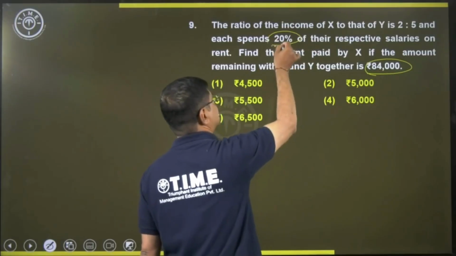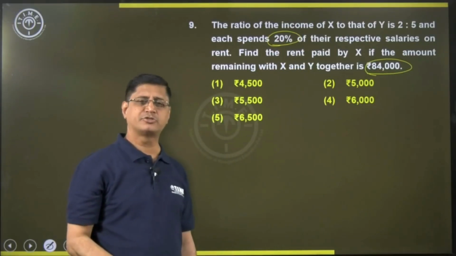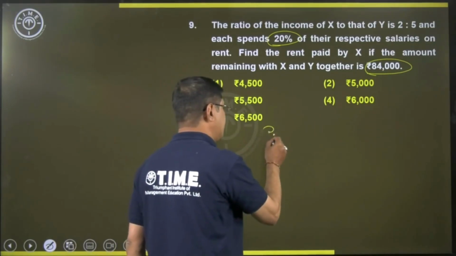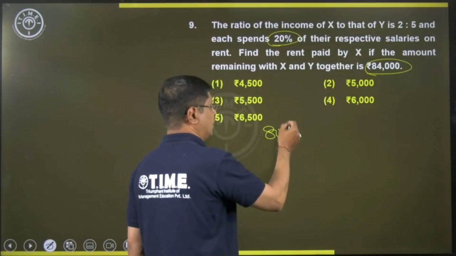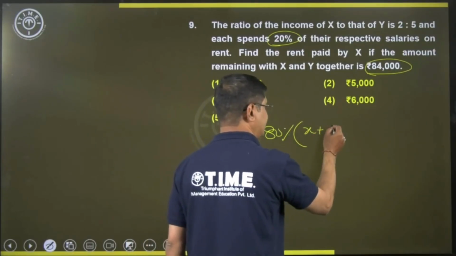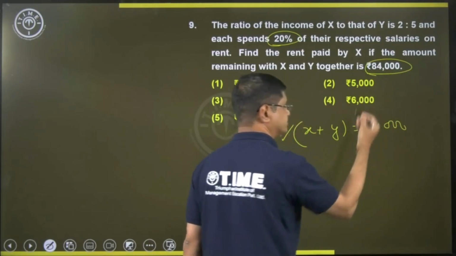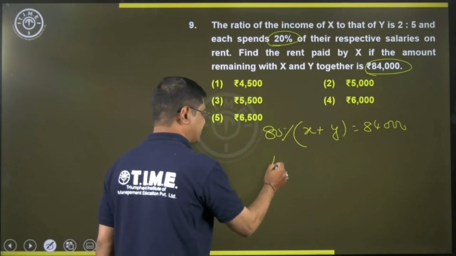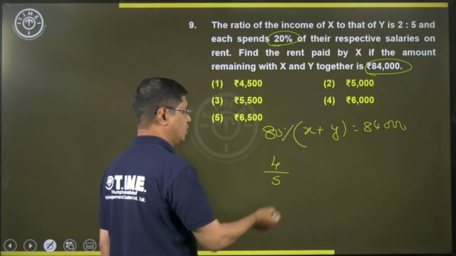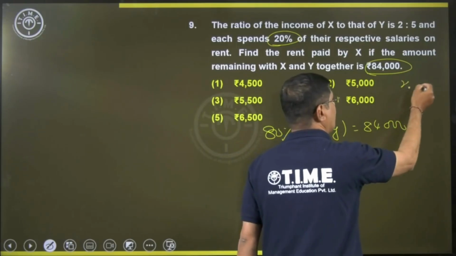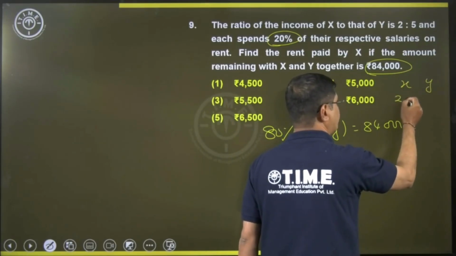Each one spends 20%. 20% is expenditure on rent, so the remaining is 80%. So, 80% of X plus Y is equal to 84,000. What is 80%? 80% means 4 by 5 of X plus Y. X is equal to 2K. Y is equal to how much? 5K.